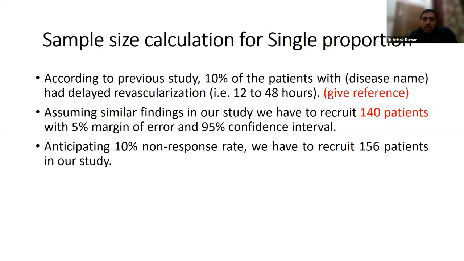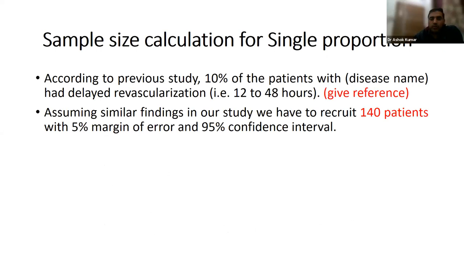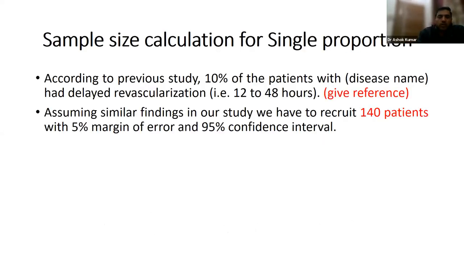This is the complete paragraph. We can give this in our sample size calculation paragraph for more understanding. We can even write down the Cochran formula, using the Cochran formula. We can impress the reviewer also, for this single proportion.